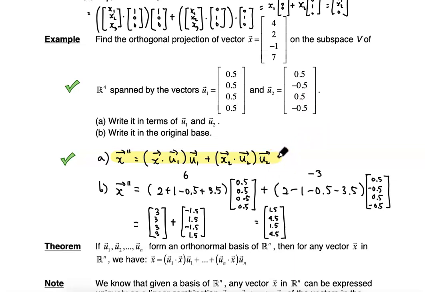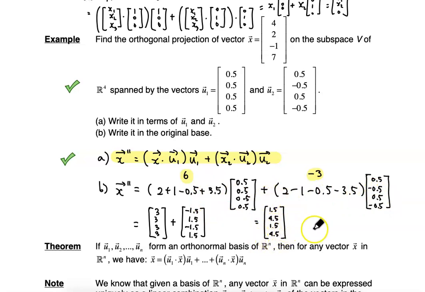And Say didn't quite finish question A. Here we need to calculate the dot product of x with u1, and it's done here, so the result is 6. What's missing here is to write equals 6u1, and then the dot product of x with u2 is -3, so it should be equal to 6u1 minus 3u2. That's the answer to A. And then what is the projection in the original basis? In the original basis, we just expand, we just calculate, so this is the continuation, and we get this solution here.